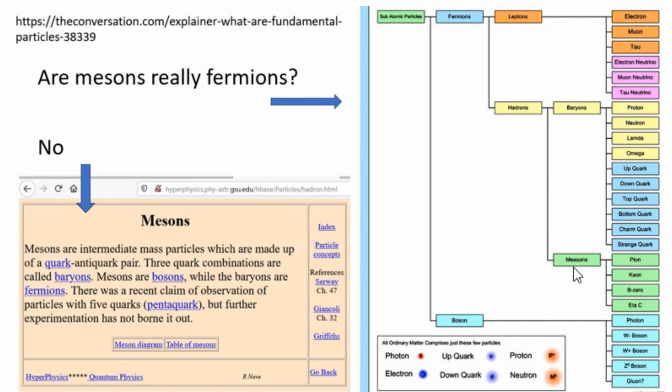And you can see that mesons are indeed bosons, as shown in this statement from this other website. But how can they be hadrons if they're also bosons? What's going on here? Well, fortunately, there's a way to keep all of these things straight. Let me introduce the particle ball.